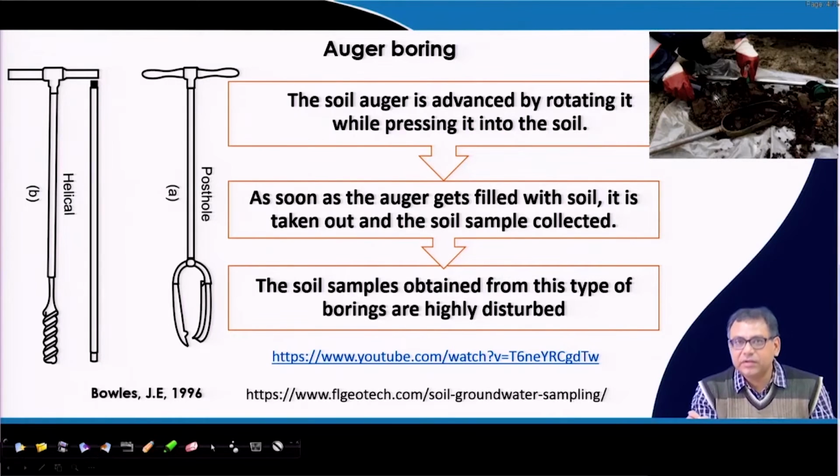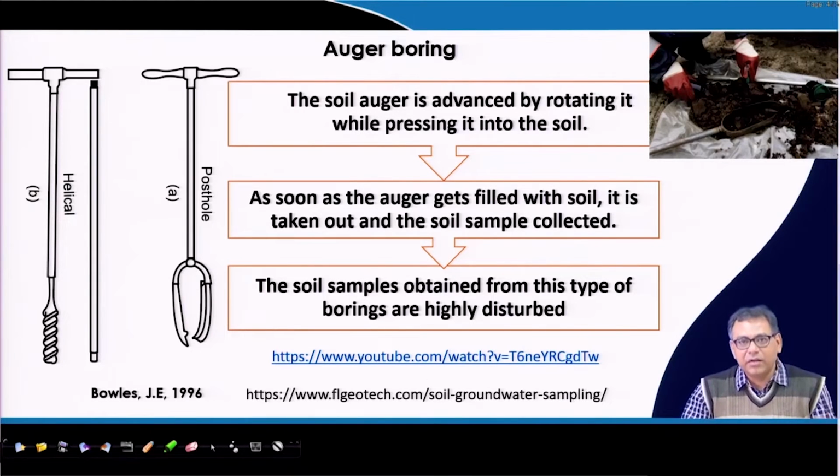So, you can see these photographs where these samples are collected in the auger. This soil auger is advanced by rotating it within the soil and you also push it. That means you have to push it and at the same time rotate it, so that it will insert into the soil and at the same time the soil will enter into the auger.